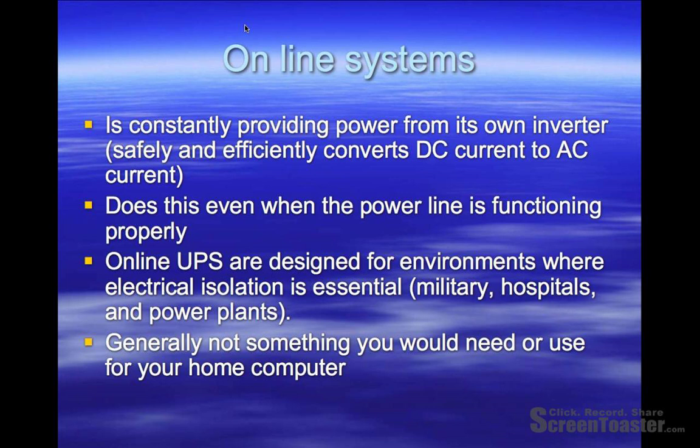In an online system, it's constantly providing power from its own inverter. Basically, its own inverter is efficiently converting the direct current to the alternating current that the computer can safely handle. It does this even when the power line is functioning properly, so it's always providing its own power.